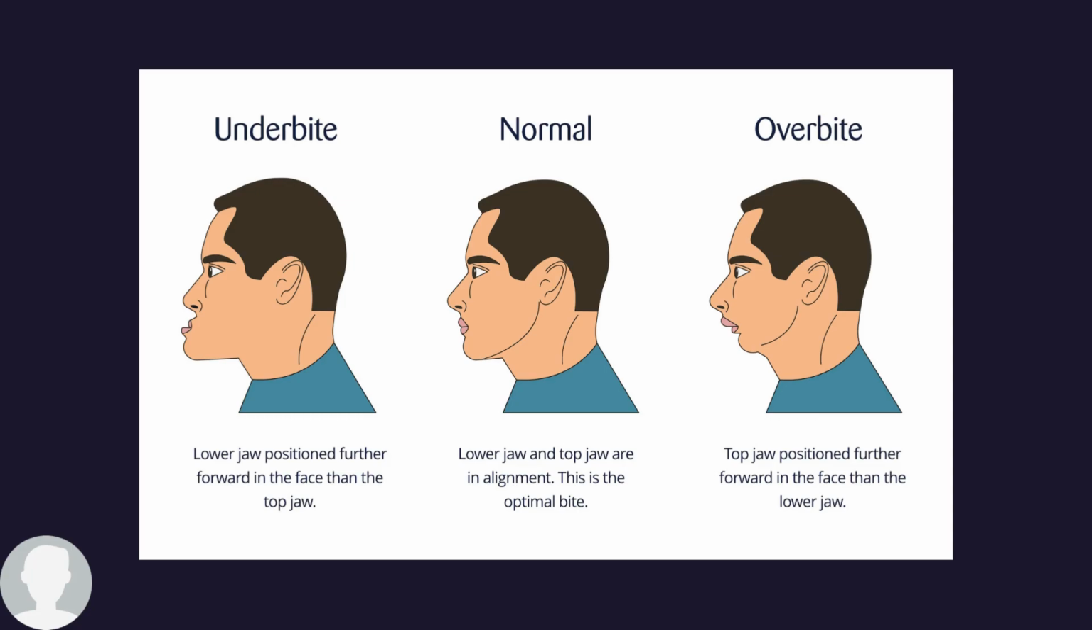Skeletal malocclusion, we're not looking at his teeth, so that's why it's skeletal. Class 2 skeletal malocclusion, whereas underbite, for the picture on the left, the patient is having skeletal class 3 because the lower jaw is positioned forward in front of the upper jaw.